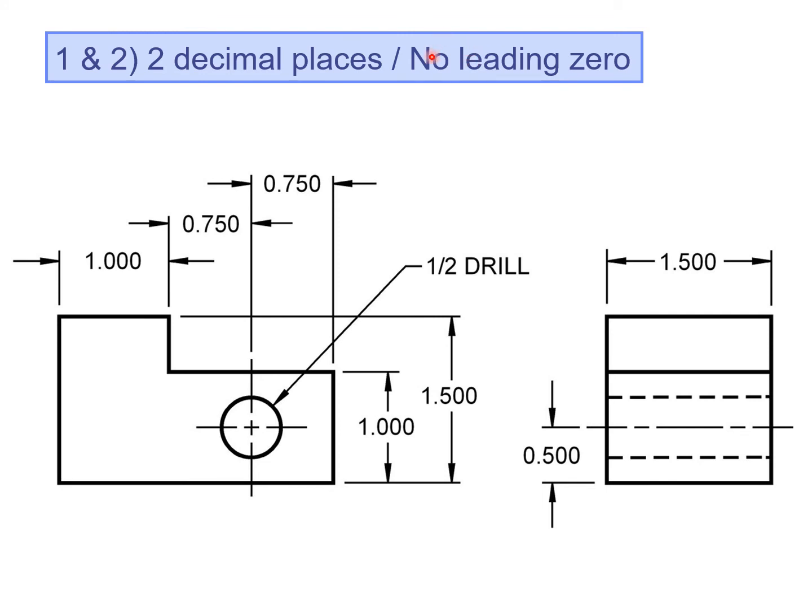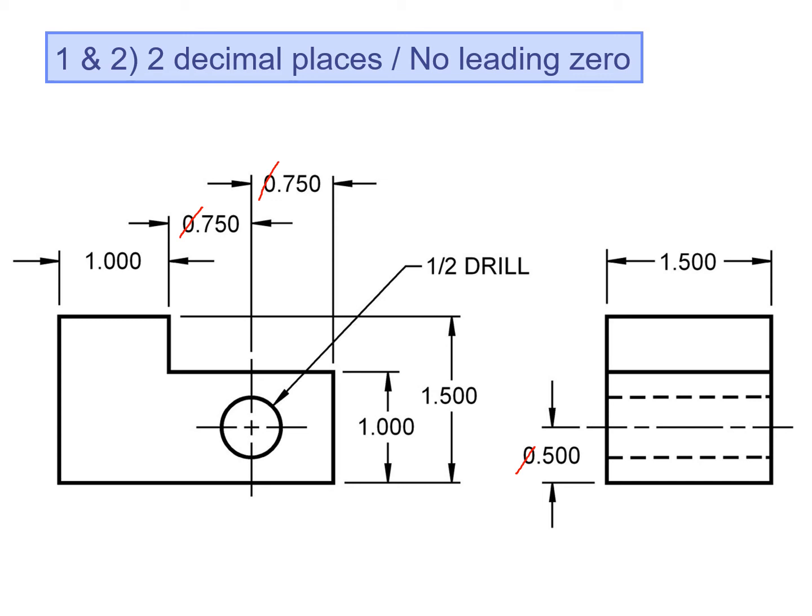And also no leading zeros. So what does that mean, no leading zeros? Anytime you're dealing with inches and the dimension is smaller than 1, you do not use the 0 in front of the decimal point. Here we have another one over here on the side view. So when you're dealing with inches, you do not put a 0 in front of the decimal point. If this was millimeters, you would place a 0 in front of the decimal point. So that's one way to distinguish millimeters from inches.